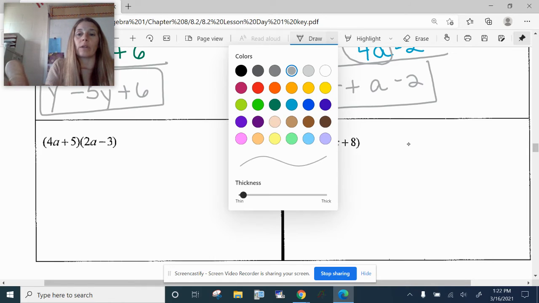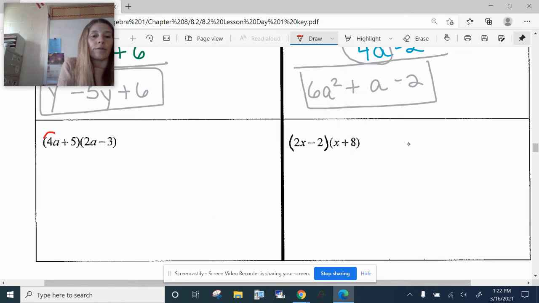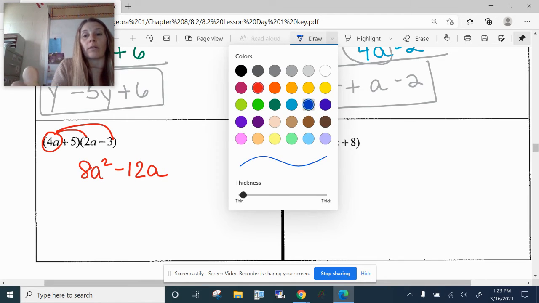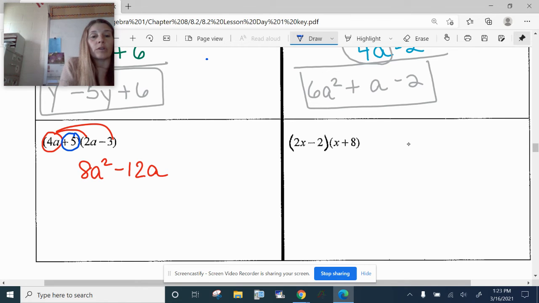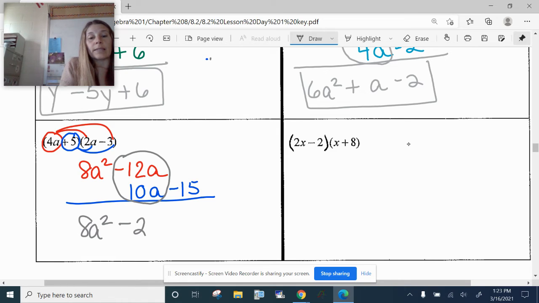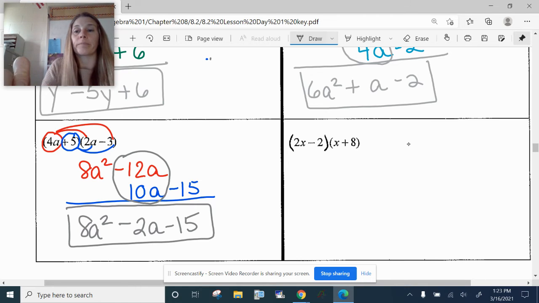All right, we have two more binomials here. So 4a times 2a would be 8a squared, and 4a times negative 3 would be negative 12a. Then going on to the second number to distribute, the 5. 5 times 2a would be positive 10a, and 5 times negative 3 is negative 15. And then we would put that together to get our answer. We have 8a squared. The two like terms in the middle combine to give me negative 2a. And then I have negative 15 at the end.